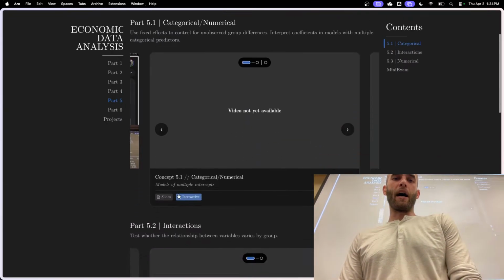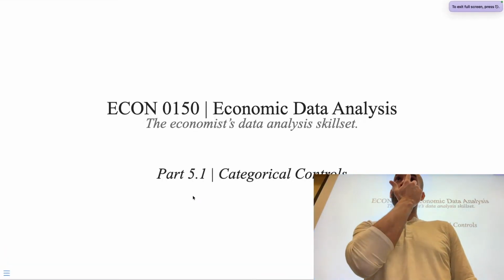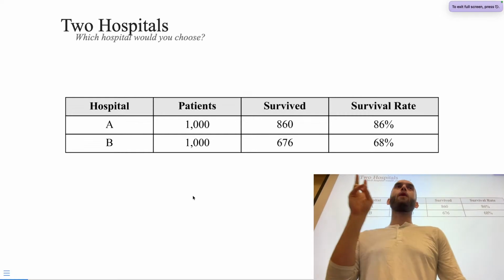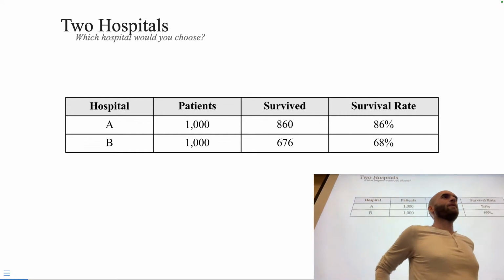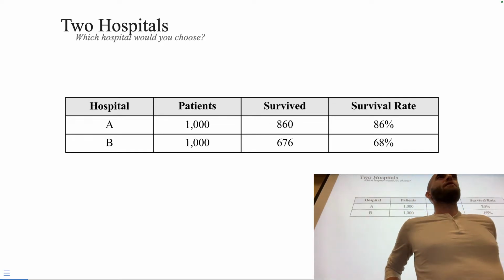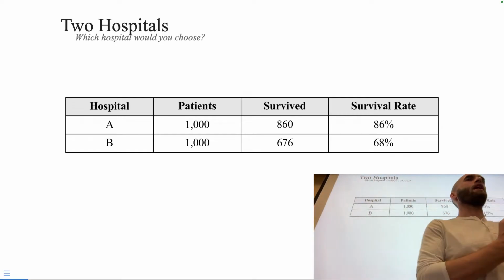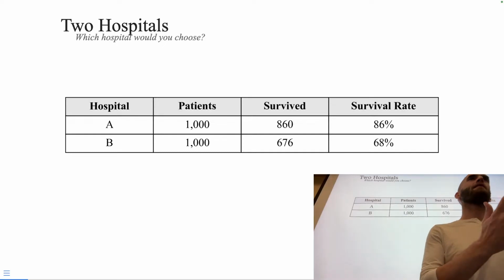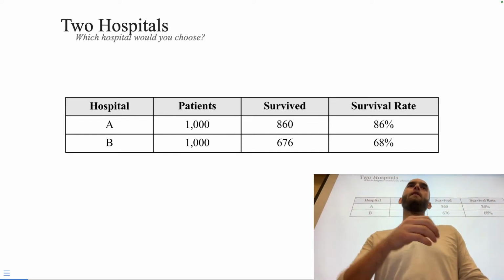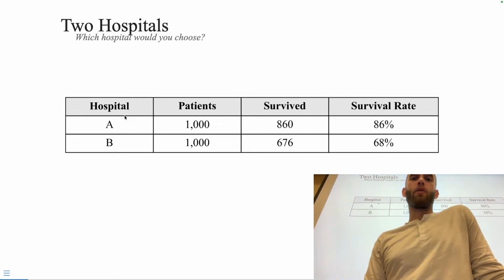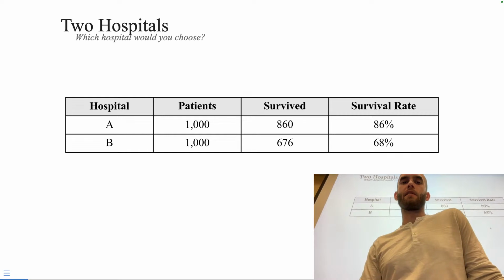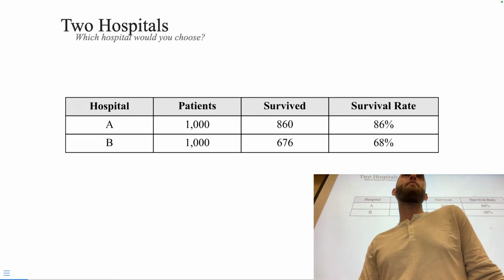So to motivate this, I have a couple of questions for you. I have 2 hospitals. This is fake data. There's a particular condition, and I have survival rates for people with this hypothetical condition at both hospitals. So I have a sample of 1,000 at both hospitals. I have the number that survived, and then I have a survival rate. If you were picking between these 2 hospitals, which one would you choose?